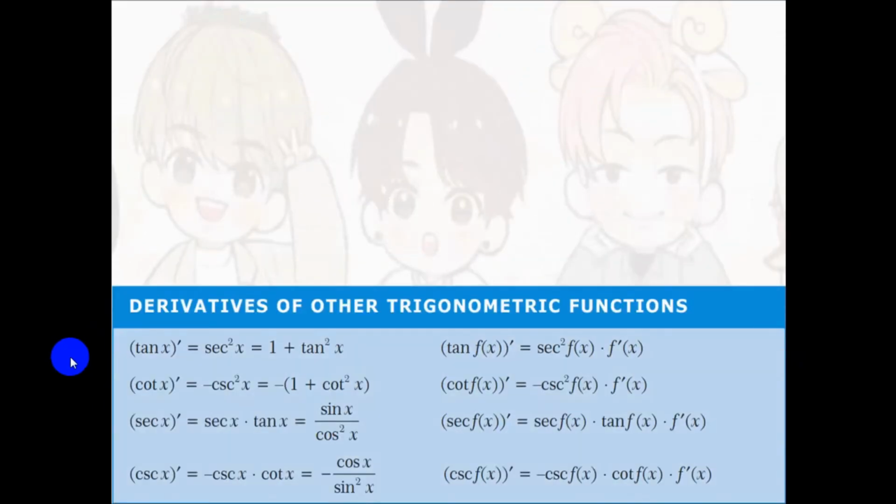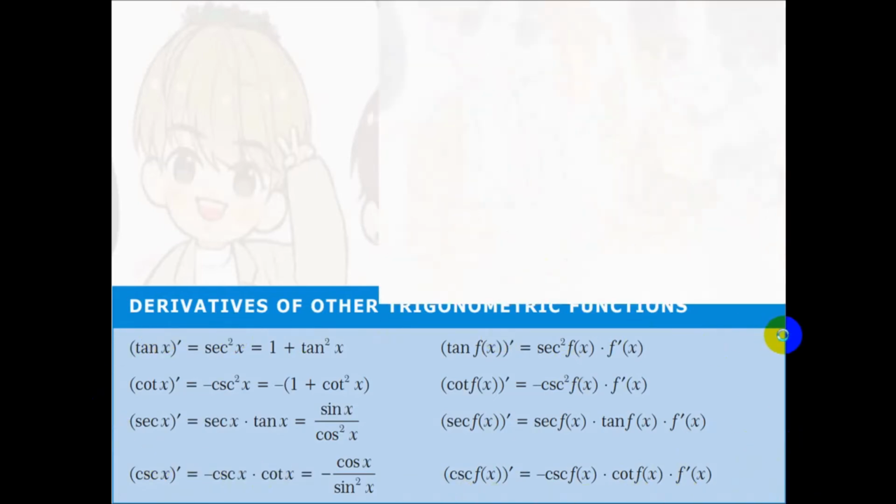Okay, not only sine or cos, but we have the derivative of other trigonometric functions like tangent, cotangent, secant x, and cosecant x. Tangent f(x), cotangent f(x), secant f(x), and cosecant f(x). So you must remember and understand the derivatives of the other trigonometric functions. Okay, you can see here. Let's go for an example.